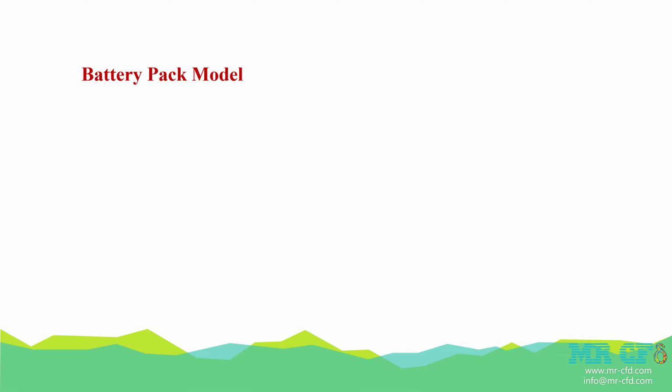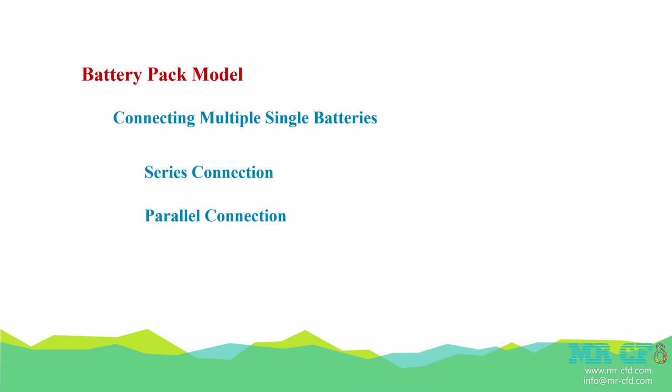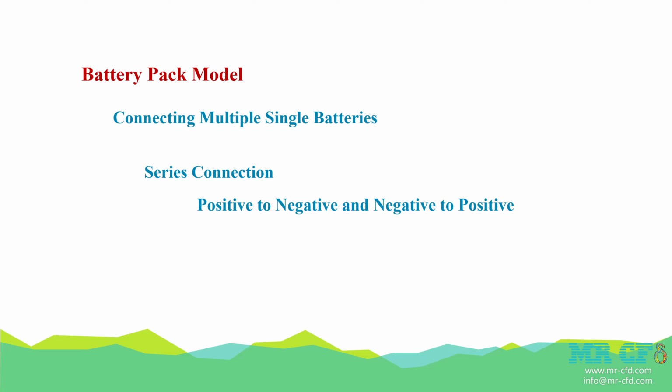Generally, we can simulate both a single battery and a battery pack in ANSYS Fluent software. Now we intend to describe the battery pack. Battery packs are battery systems in which multiple single batteries are connected in series or parallel. In series connections, the positive terminal of the first battery is connected to the negative terminal of the next battery, and so on. Note that in the series configuration, the current remains constant and the voltages add up.